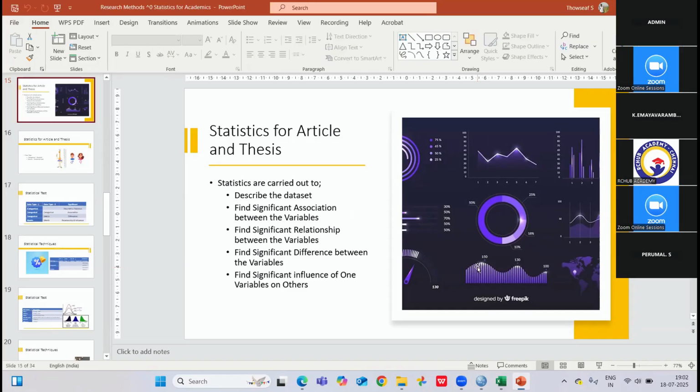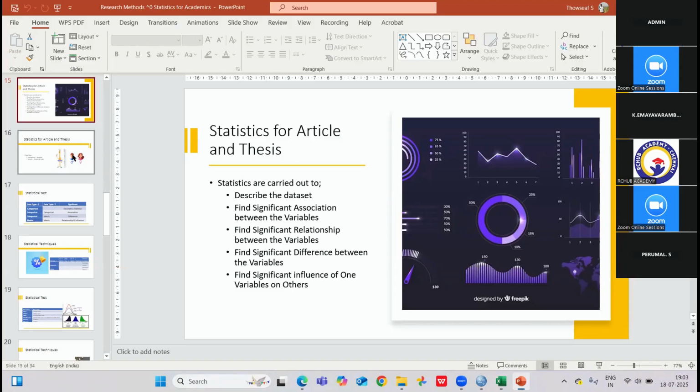So yesterday I explained what this entire statistics is all about. I told that we are performing statistics only for these 5 reasons: to describe a data set using percentage analysis or descriptive statistics, or to find whether the variables have significant association, or to identify whether there is a significant relationship between variables, or whether there is any significant difference in the variable, or whether there is significant influence of one variable on another variable. So it is for these 5 reasons we are performing all sorts of statistics. Let me start from the very beginning.